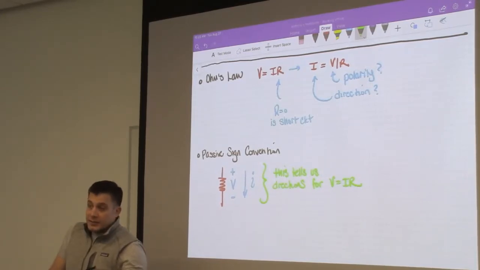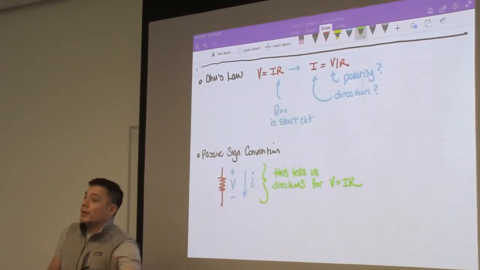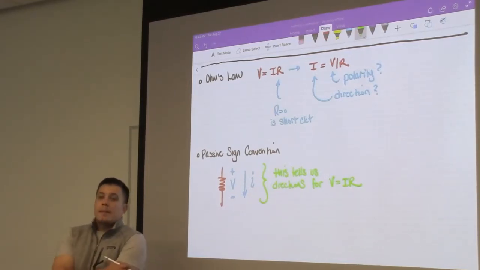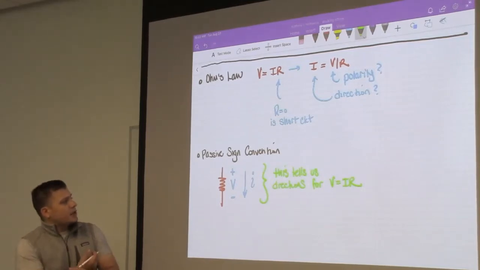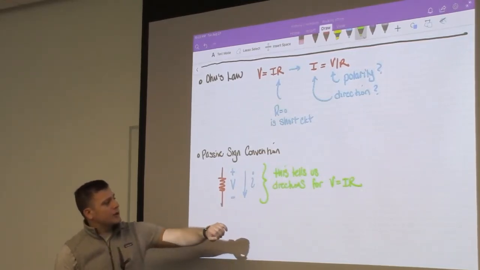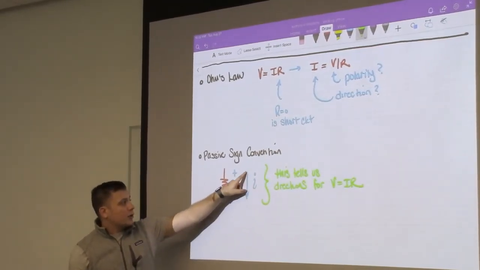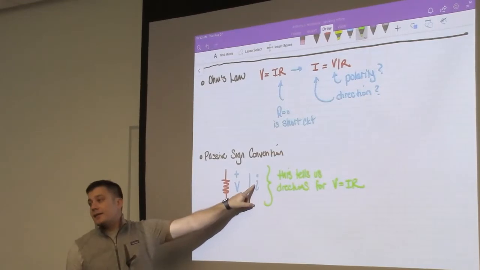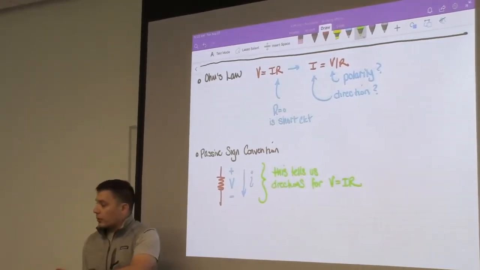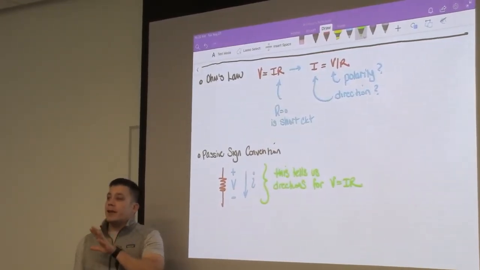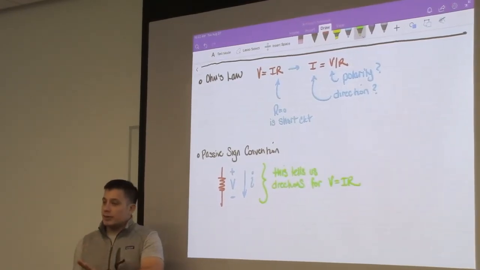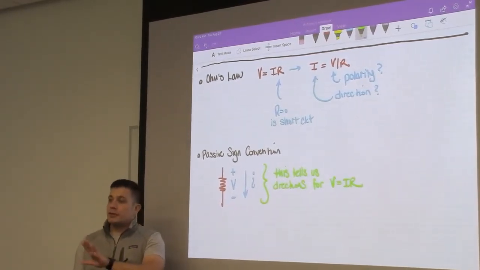For active elements, like a voltage source, I don't want to get too confusing right now, but for a voltage source, you'll see that current will flow in the opposite direction. But it doesn't mean we can't use the passive sign convention. We'll use the same directions and the same V equals IR. You'll just end up with a current flowing in this direction with a negative value. So the convention will work regardless, and we'll just take into account the deviations from it using the sign.